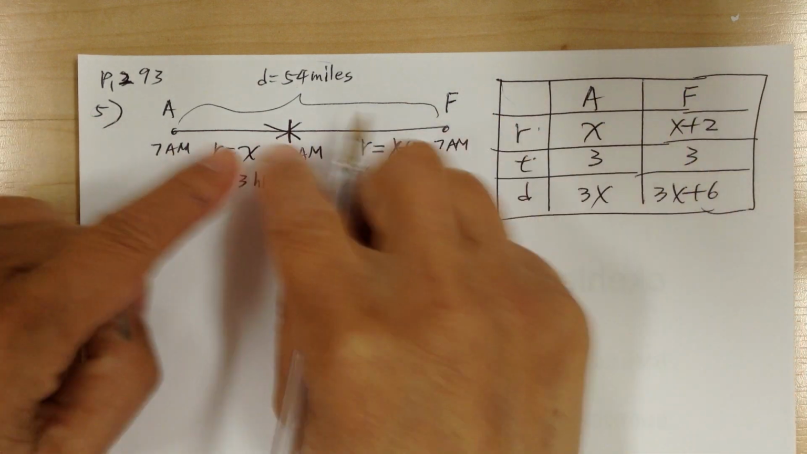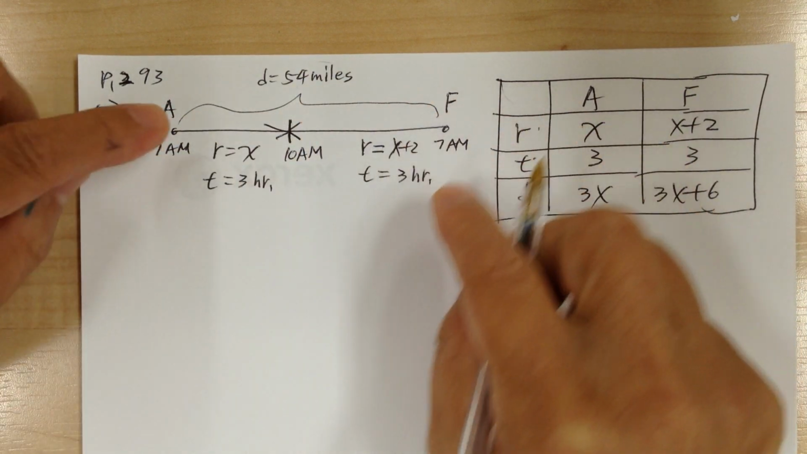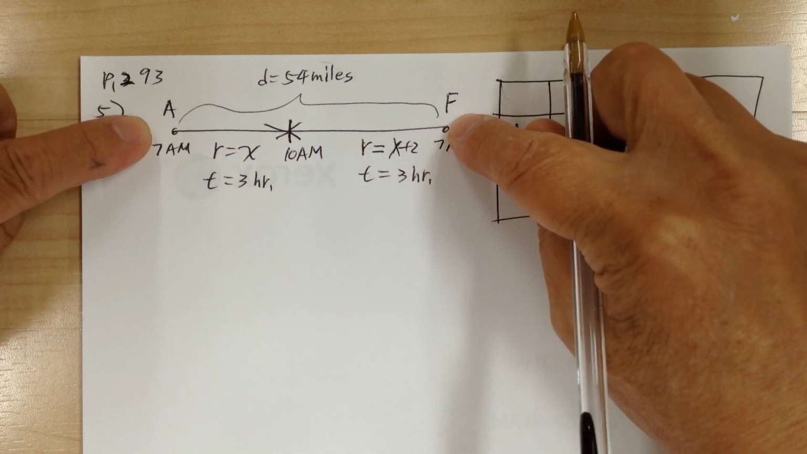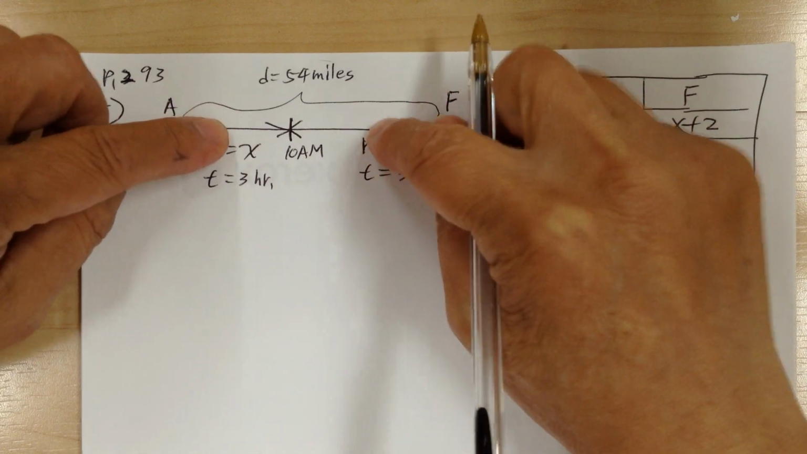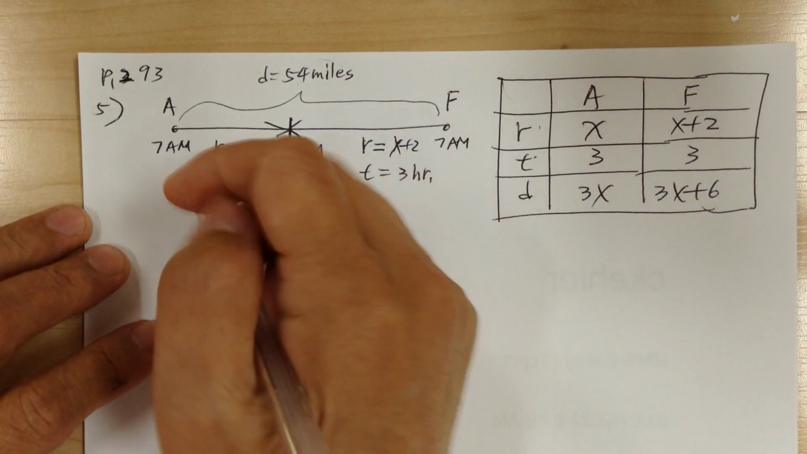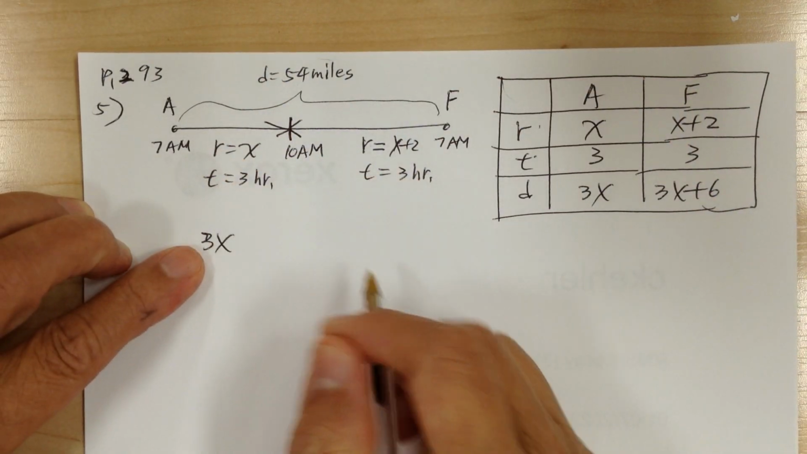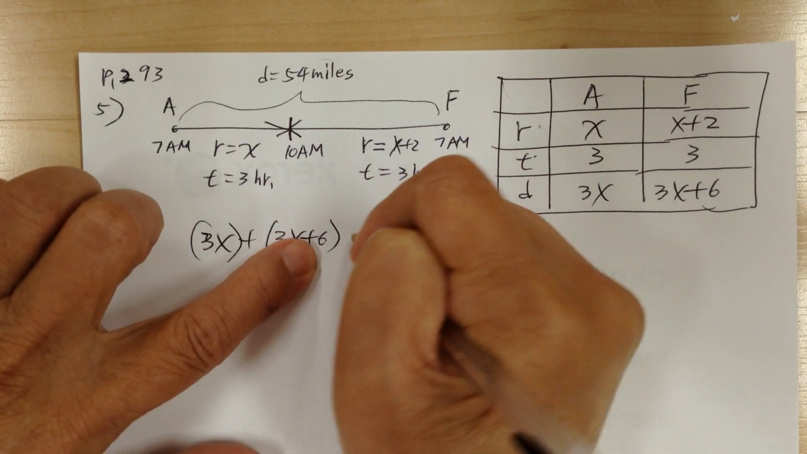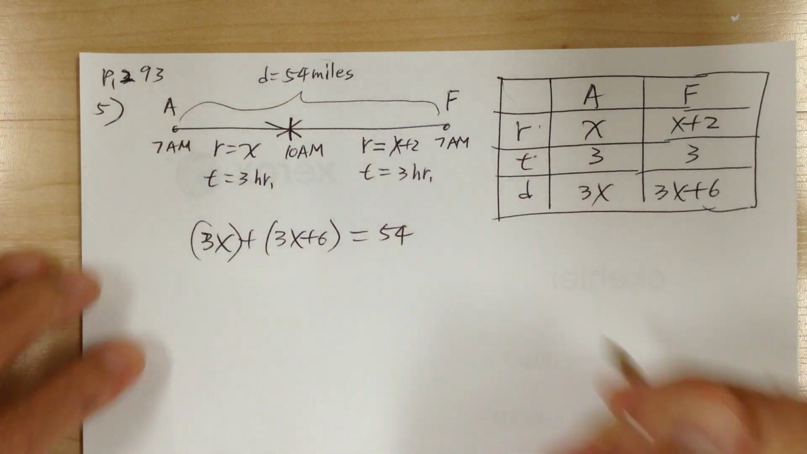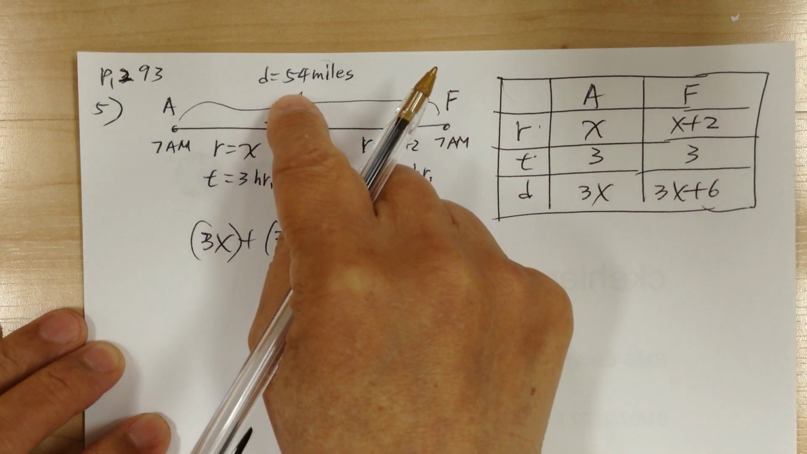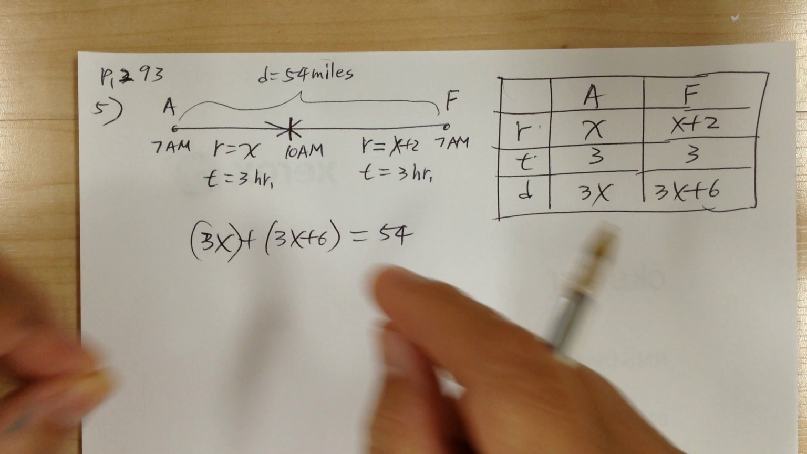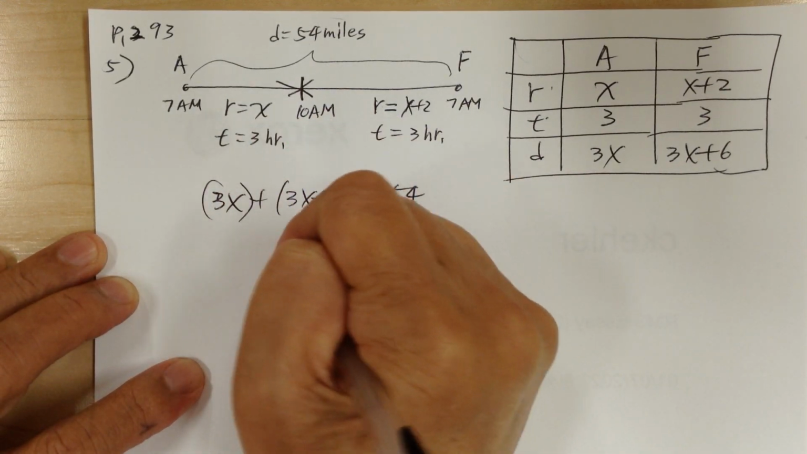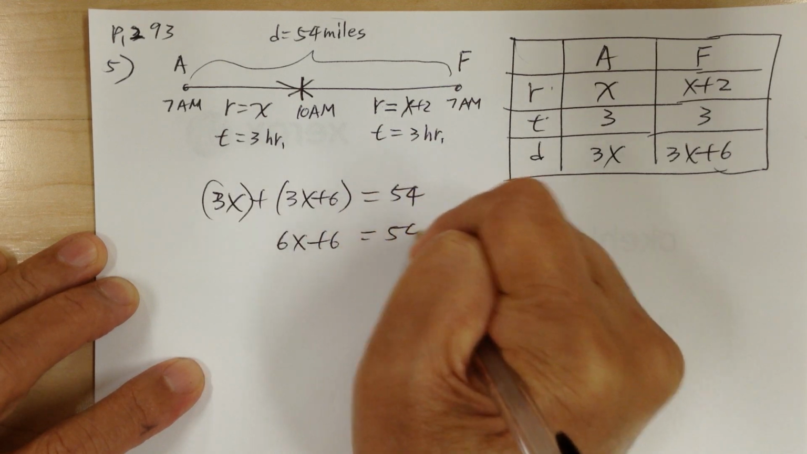Okay? But look at this picture over here. This is the distance of Anita, and this is the distance of Felix. Notice the two distances together equal 54. So that means the distance of Anita plus the distance of Felix equals a total of 54. So again, you have to look at the picture to see if they're equal, or if you have to add them to equal the total. So combine like terms, and you get 6x plus 6 equals 54.